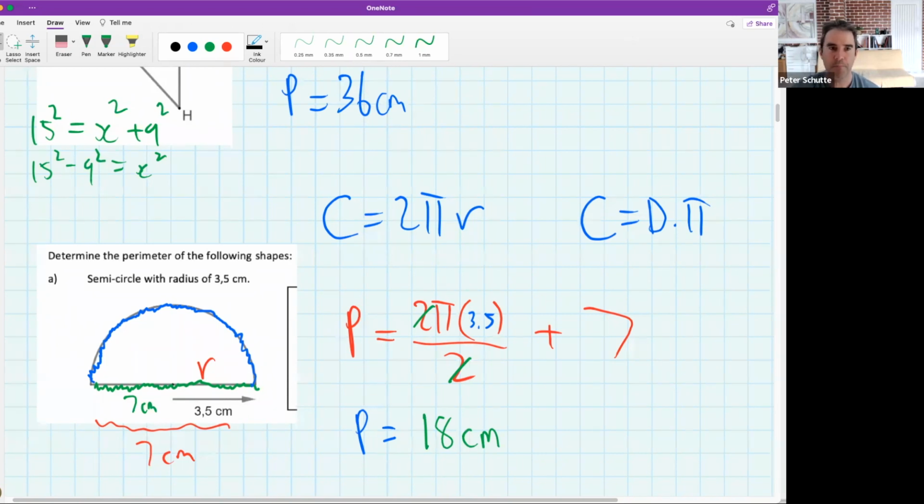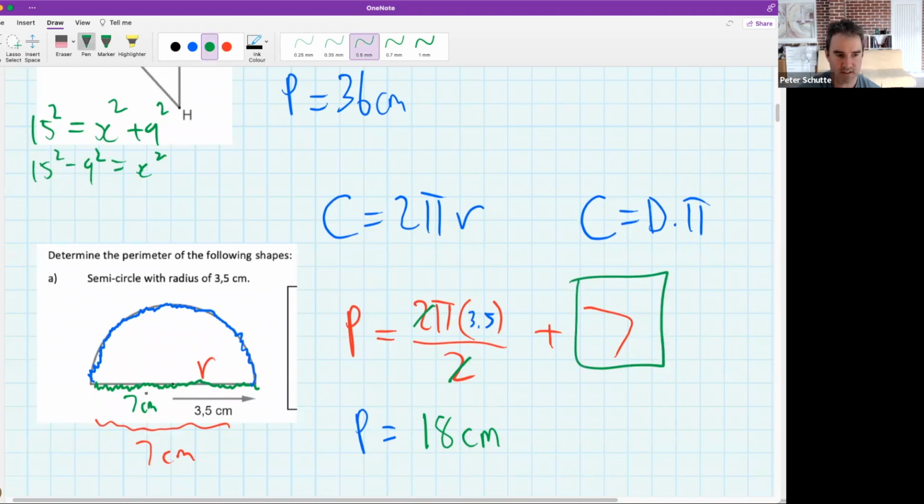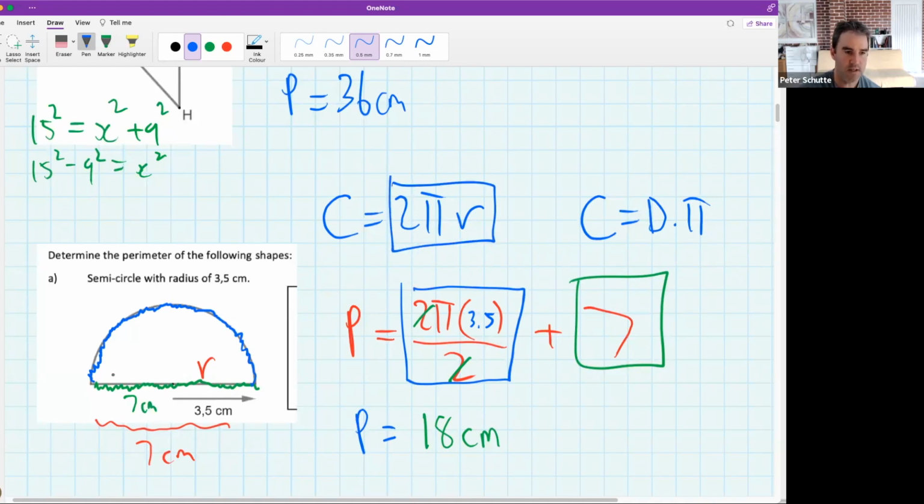What's your question? Sir, can you please start over with the perimeter? Okay, so the perimeter is going around the outside of the shape. Do you see the blue and the green? So all I've done is the green part is the 7, because I doubled the radius to get the diameter. And then the blue part was just this original formula divided by 2, because it's half the size. If I had the whole circle, I would have 2 pi r, but here I cut it in half. So I had to divide it by 2.